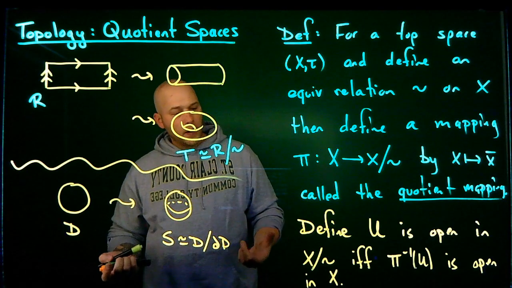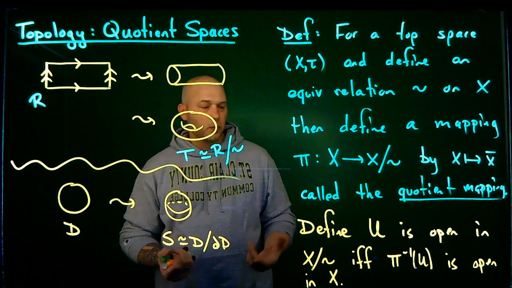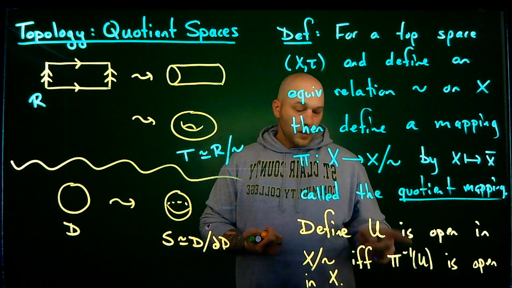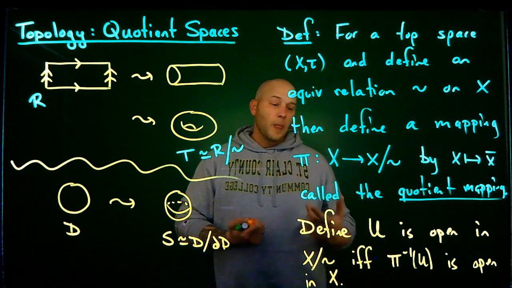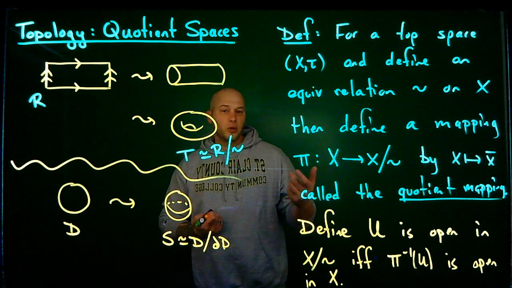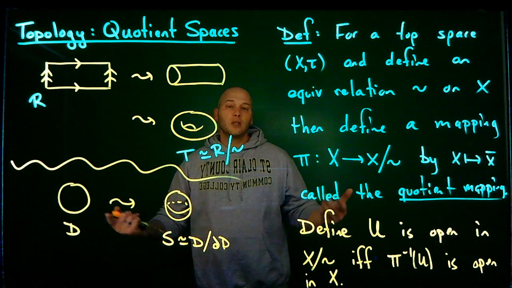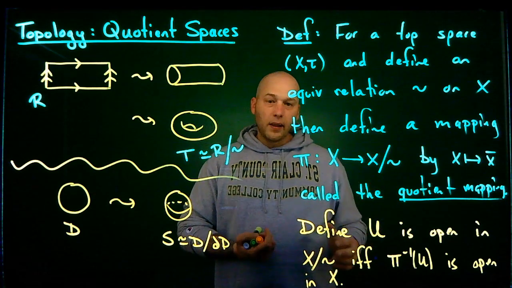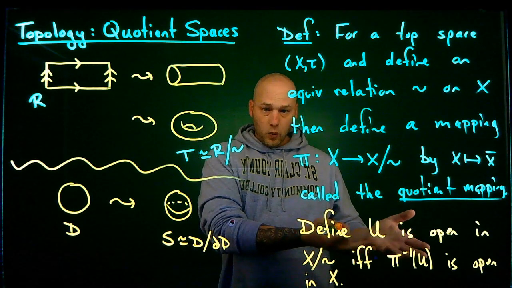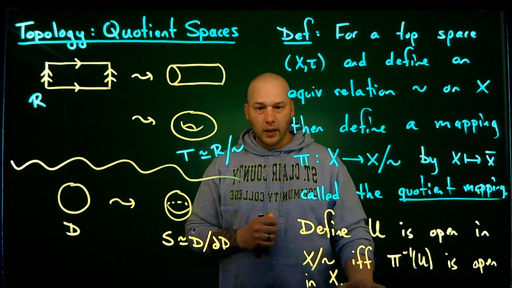And you can verify this. I don't want to make the video super long, so I'm just going to talk through this. This does actually define a topology on the quotient because the preimage preserves unions and intersections. So therefore the quotient topology, the topology that I just put on the quotient, is in fact a topology.